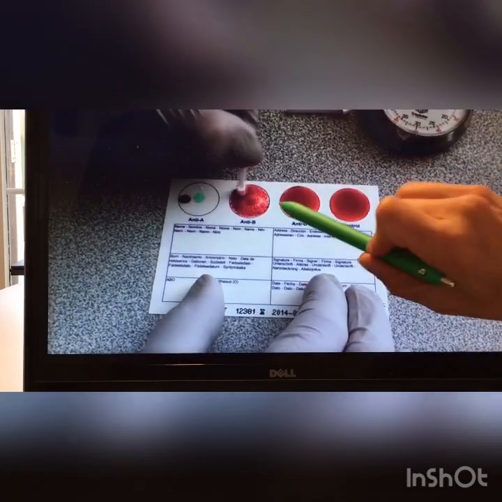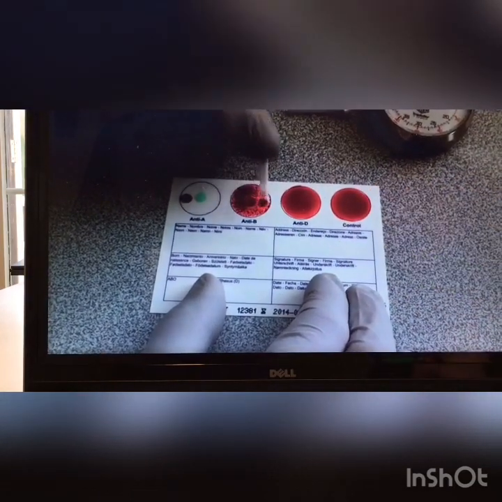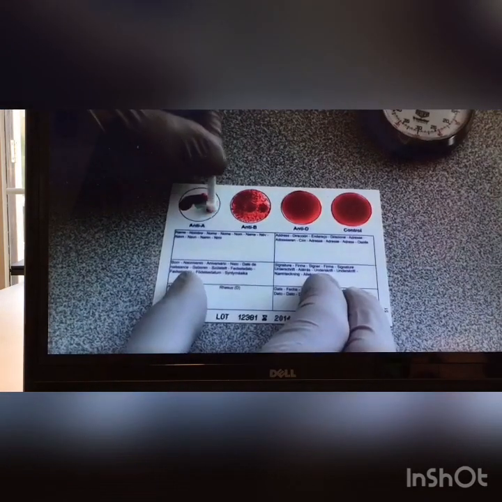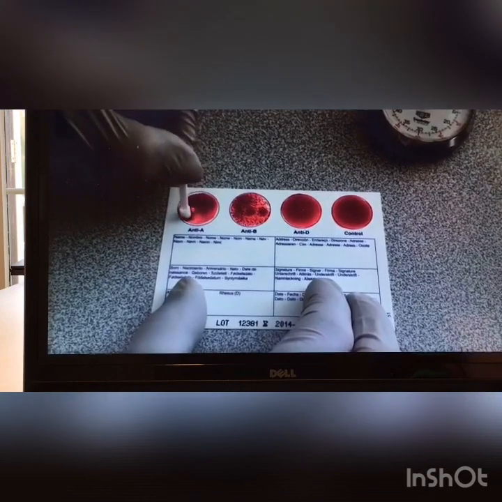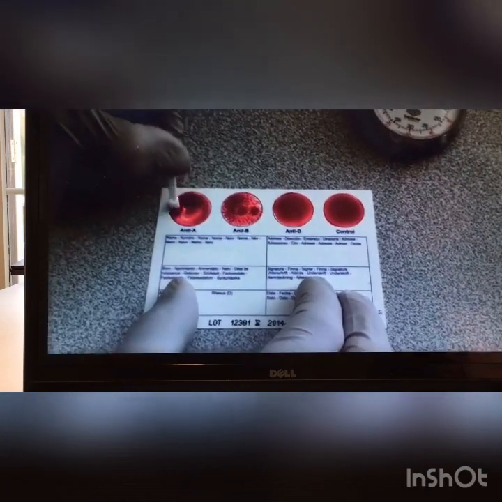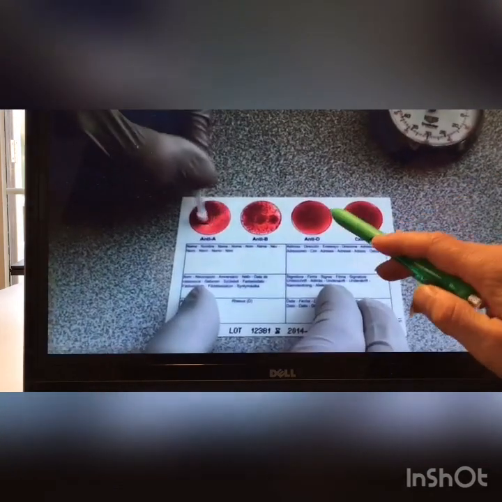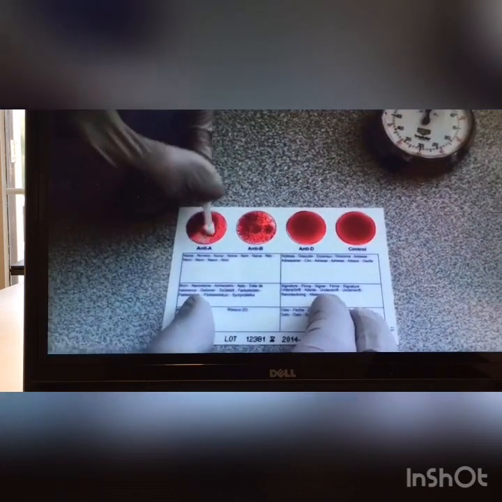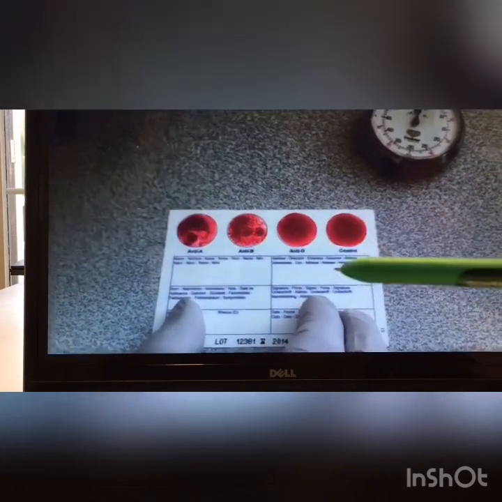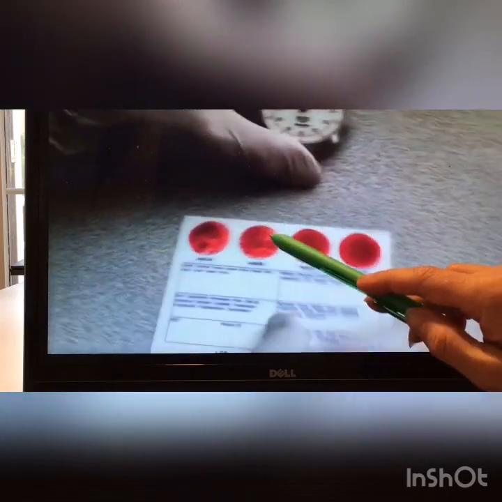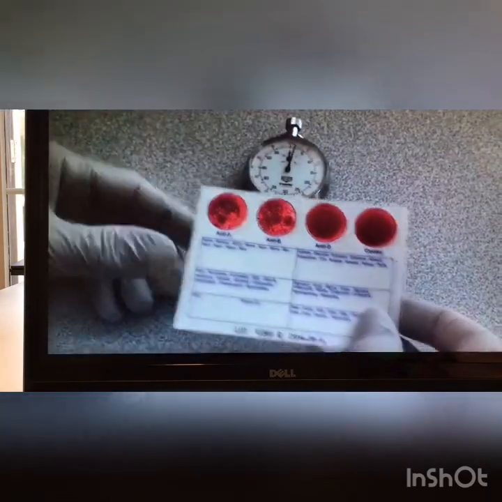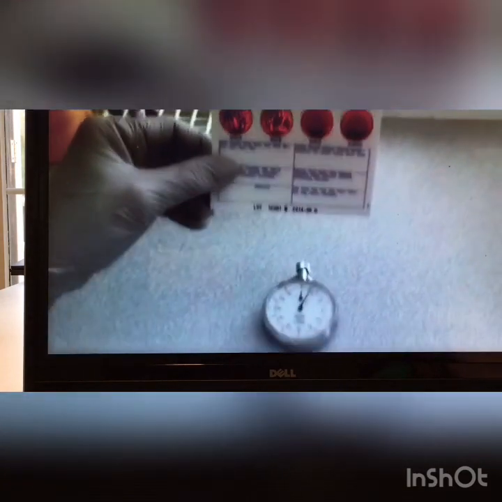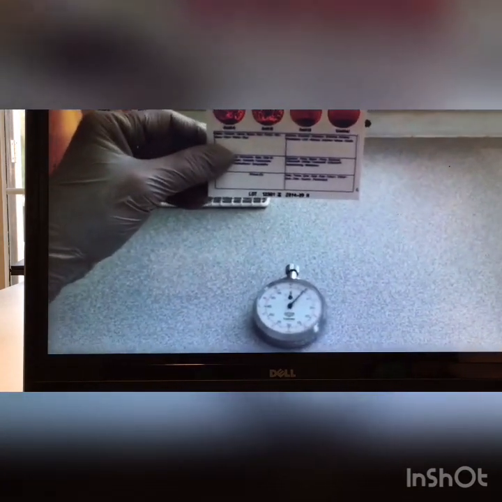So you can see it's starting to clump in the B circle, or agglutinate. And if you notice, there appears to be no clumping in the anti-D circle, so that means they are Rh negative. And it looks like it's clumping in both A and B, so they would be AB negative. And they're setting a timer because you're supposed to wait, but you can kind of already see the results.